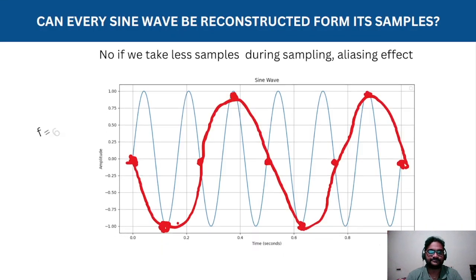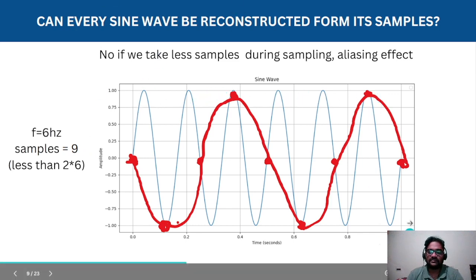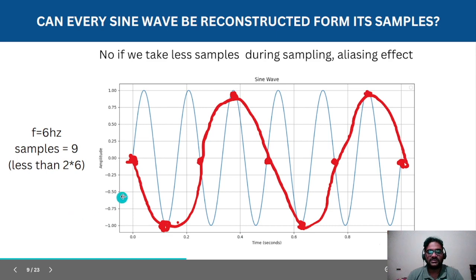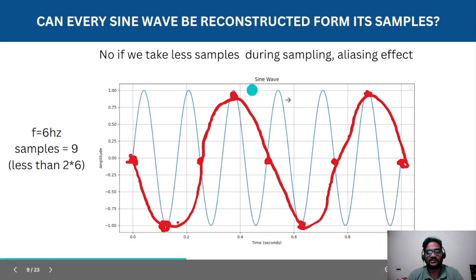Okay, and these are the basic things you need to know about audio from the digital domain point of view. But I would also like to talk about the aliasing effect. Let's say for some reason we have taken only a small number of samples. Here we have a frequency of 6 hertz. It means per second we have 6 cycles: 1, 2, 3, 4, 5, 6 cycles in 1 second. In this case, let's assume we take only 9 samples: 1, 2, 3, 4, 5, 6, 7, 8, 9.